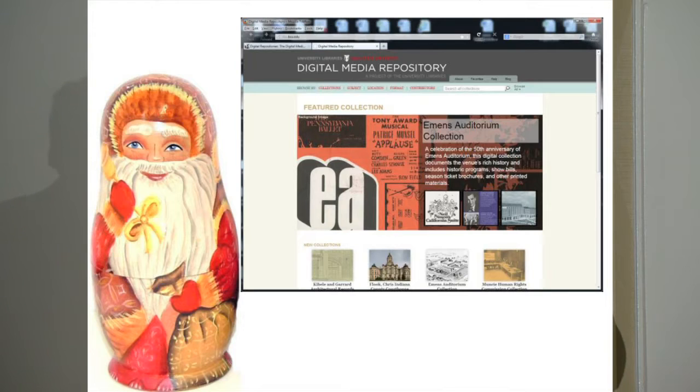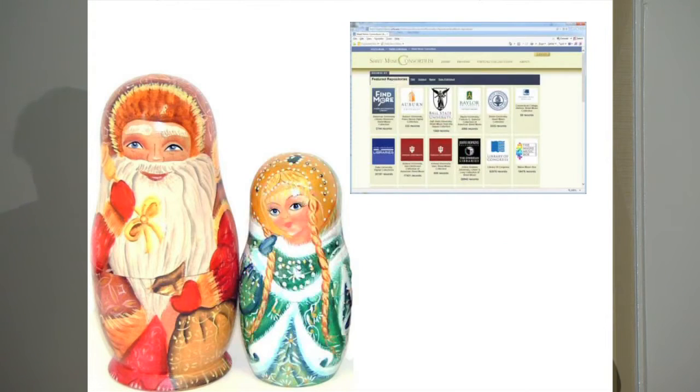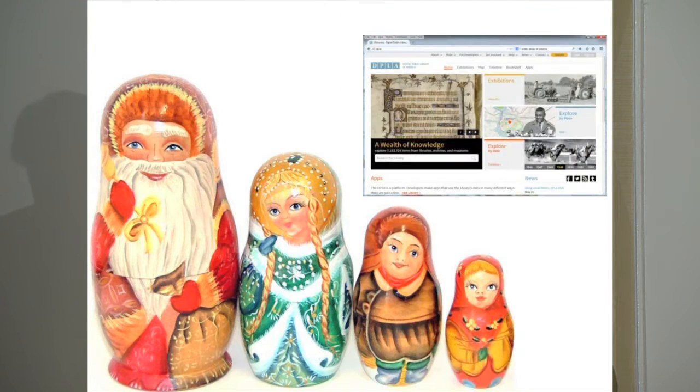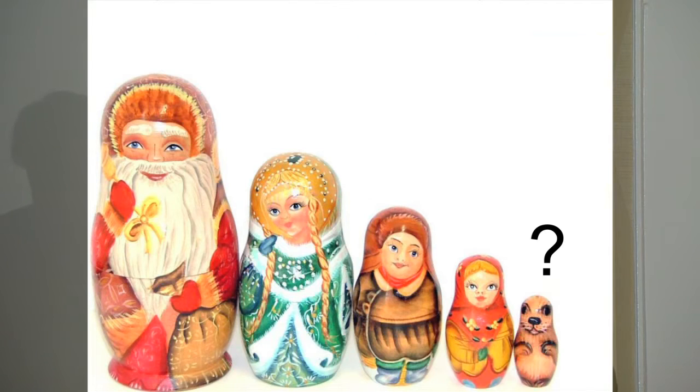For instance, the DMR houses a collection of antique and rare pieces of sheet music. However, the reuse of our metadata allows them to also appear in UCLA's Sheet Music Consortium, the State Library's Indiana Memory Project. They also appear in the Digital Public Library of America, and really anywhere else someone would care to harvest the data. But the thing about this usage pattern is that it is distinctly linear.